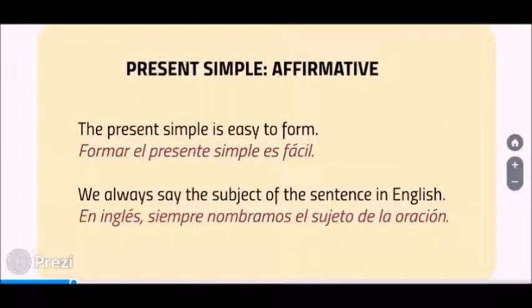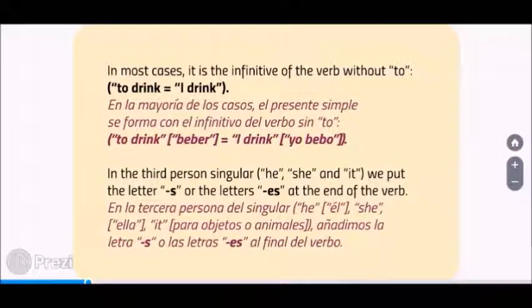Present simple affirmative. The present simple is easy to form. We always say the subject of the sentence in English. In most cases, it is the infinitive of the verb without to. To drink is I drink. In the third person singular, he, she, and it, we put the letter S or the letters es at the end of the verb.